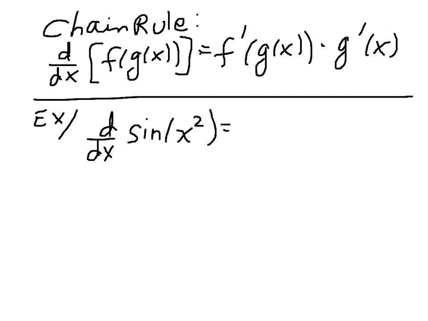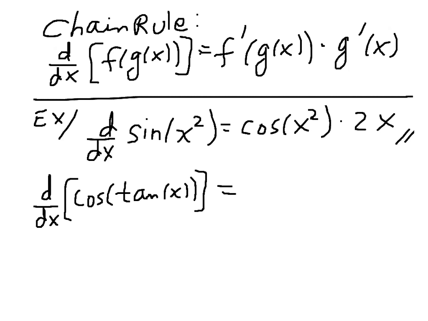You get it? So the derivative of sine is cos, I leave the rest alone, and then I take the derivative of x squared, which is 2x. And there we are. That's the derivative of the sine of x squared. So let's look at the next example.